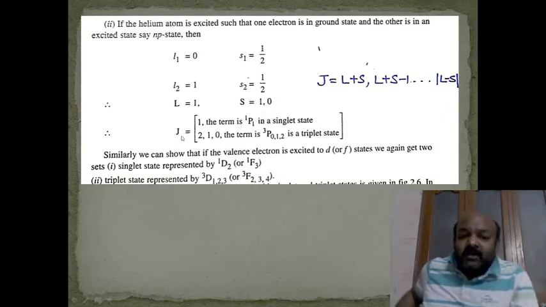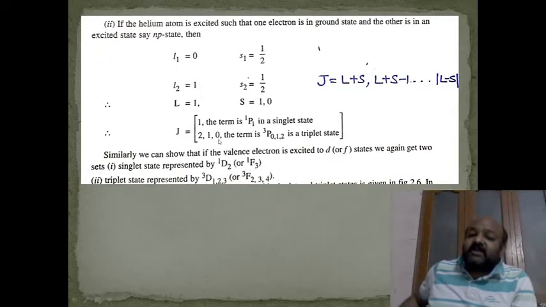So now we try to calculate the value of J. J is L plus S. When we take S value 1 and S value 0: L value 1, S value 0, so 1 plus 0 is 1. This is the first value of J. Then if we take L value 1, S value 1, so 1 plus 1 is 2. We go on decreasing by 1: 2 minus 1 is 1, then 1 minus 1 is 0.